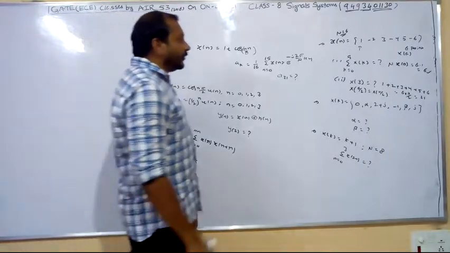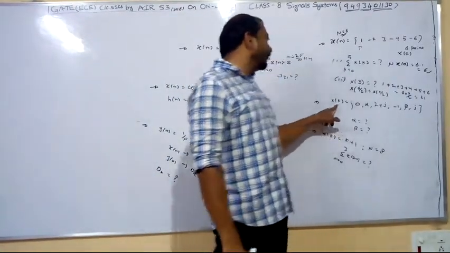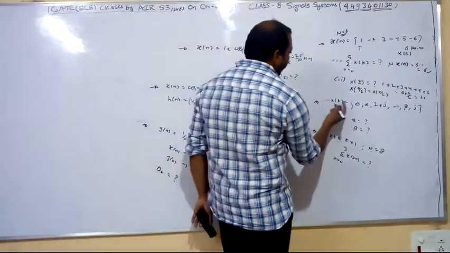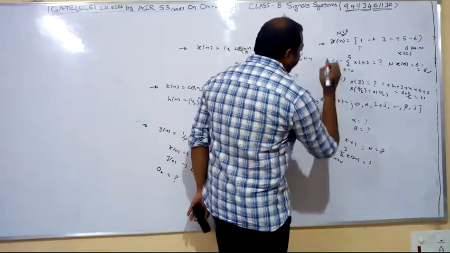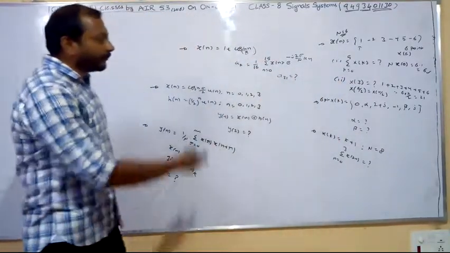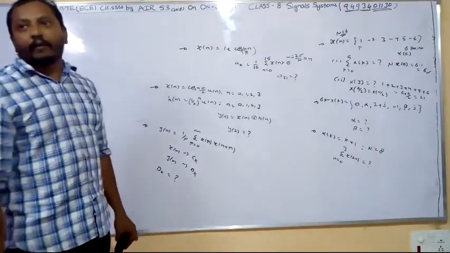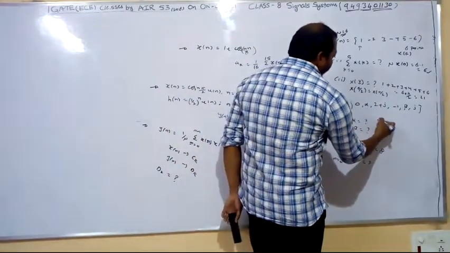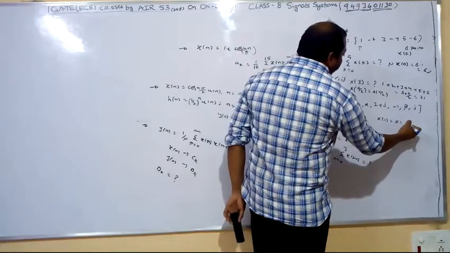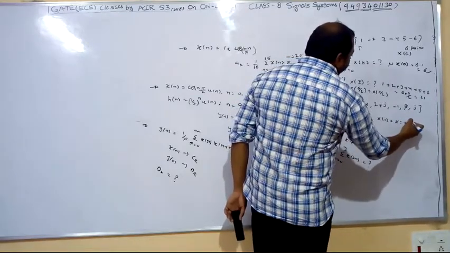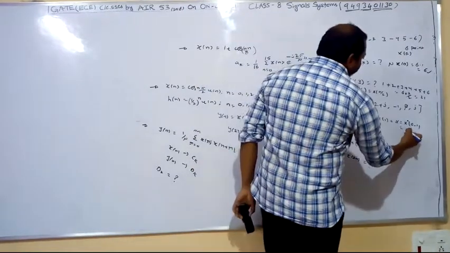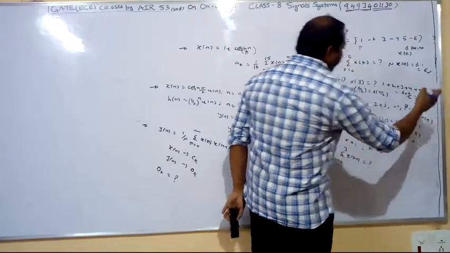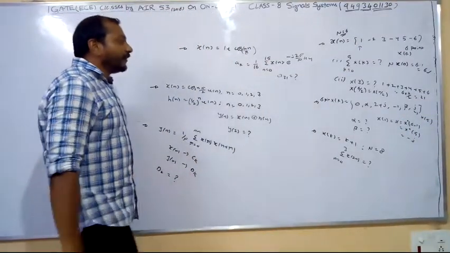Coming to the next question, for the signal x of n whose 6 point DFT X of k is given as 0, alpha, something, 2 plus j, minus 1, beta, j, they are asking for the values of alpha and beta. According to the properties of X of k, alpha is X of 1, which is equal to the conjugate of X of 6 minus 1, that is, conjugate of X of 5, which is equal to minus j.